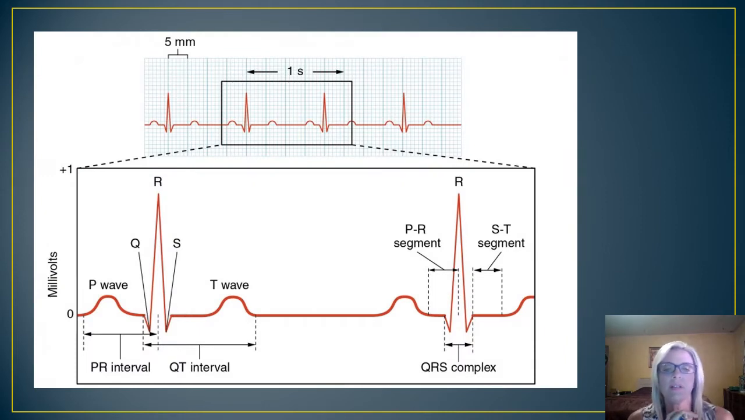So here you can see we've got two full cycles occurring in one segment here in 1 second. You can see we have our P wave, and then from this section to this section is the PR interval, and then from here to here is the QT interval. Then we have our QRS wave, as it is often referred to, and the T wave. And again, you can also break that down into individual segments from P to R and from S to T, and the QRS complex is down here.